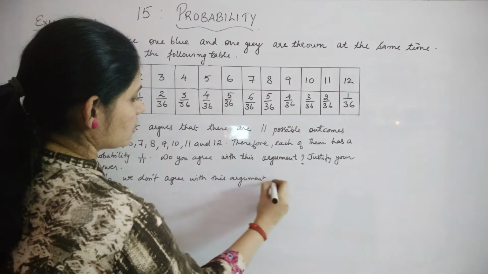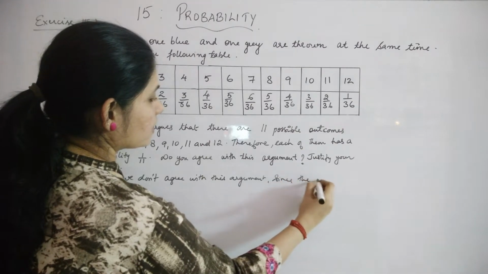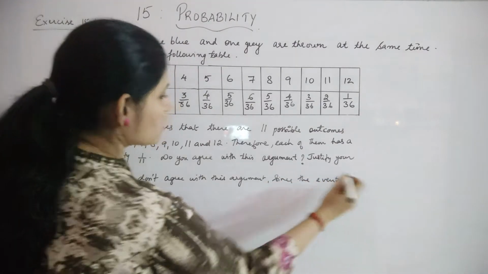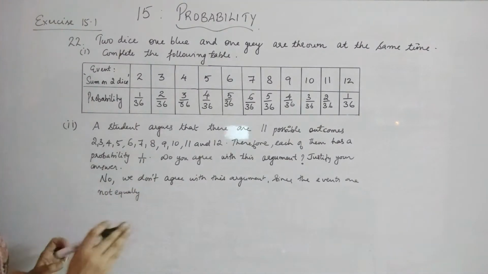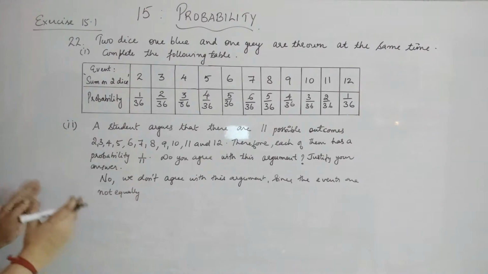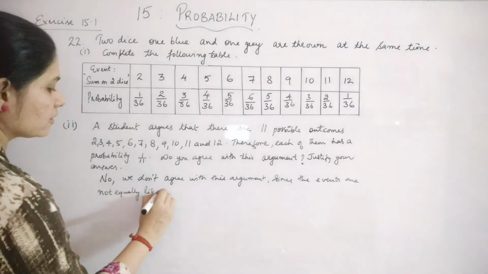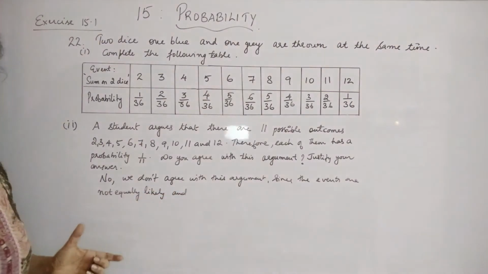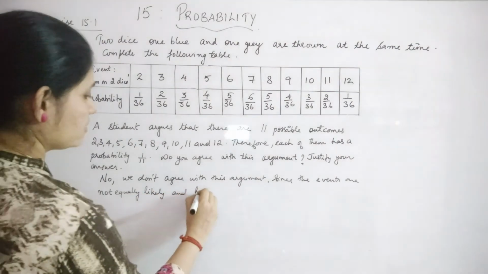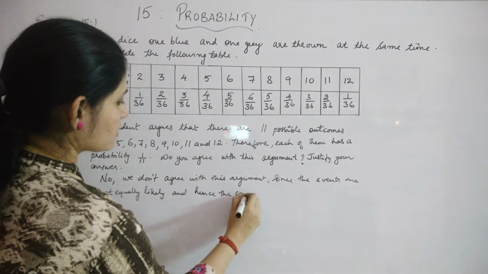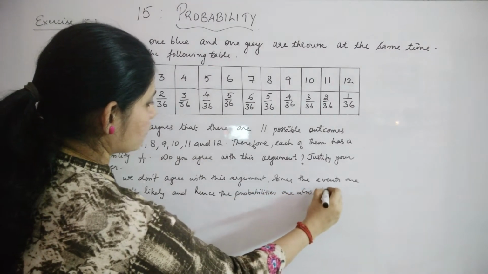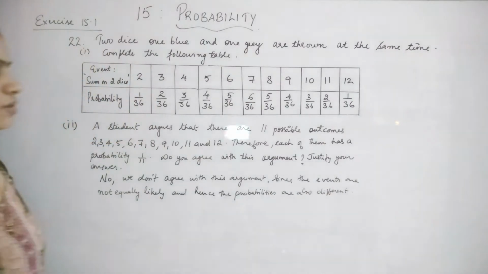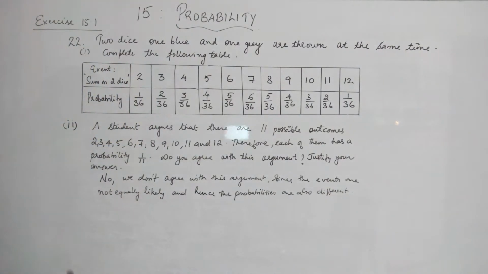Now what is the reason? Since the events are not equally likely. When they are equally likely, only then will they have equal probabilities. So since the events are not equally likely, the probabilities are also not equal, and hence the probabilities are different, that is they are not equal to 1 by 11, even if they are 11 in number. Total possible outcomes are 11, but they don't have equal probabilities.